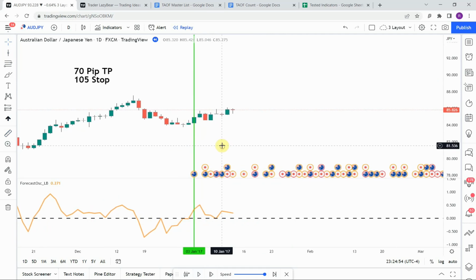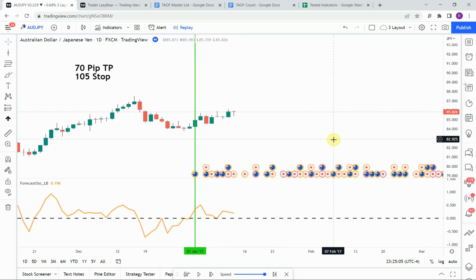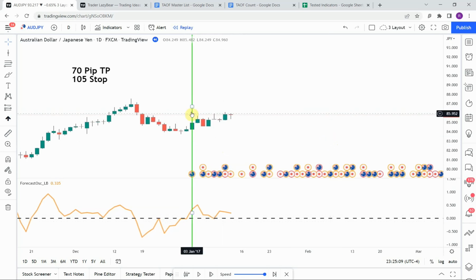All right, so the first signal that we pick up is a long signal. Right here, we get that cross to the upside with the oscillator, and we get a really nice push to the upside with price action. It does come up and get us to our take profit. Let's go ahead and continue on.